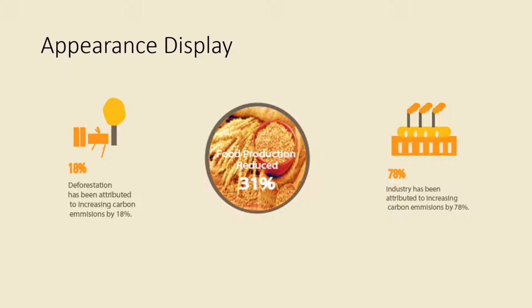In the second display, the viewers are able to see an image of crops and note that food production has reduced by 31% due to climate change. This display is able to relay to the viewers that climate change is causing major consequences to not just the environment, but also to humans. The third display is of a factory that is emitting carbon dioxide. The display itself indicates to the viewers that factories play a part in causing climate change and prepares them to read about how they do so and to what extent.